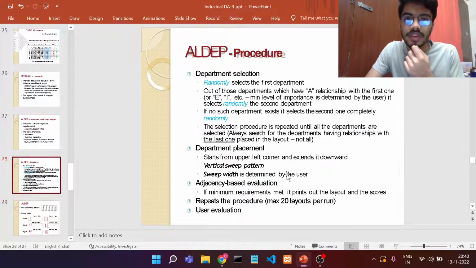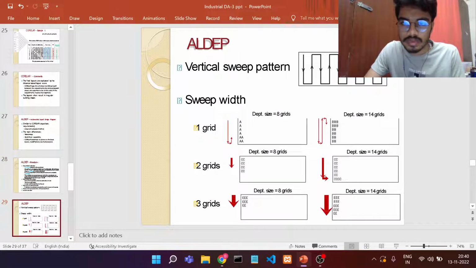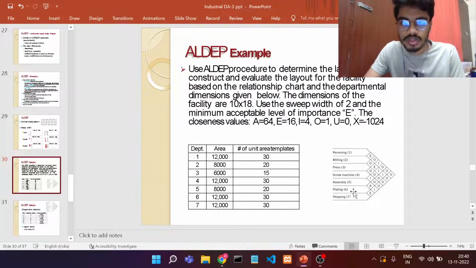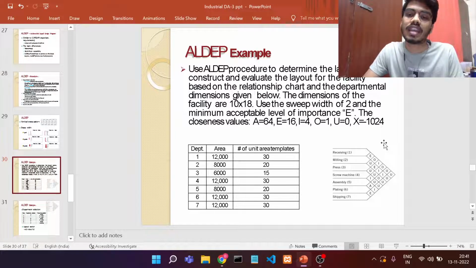Now we will take some example for the Aldep. So here we are. We have 6 letters: A, E, I, O, U, and X. A's value is 64, E is 16, I is 4, O is 1, U is 0, and X is 1024. So here in the question, the dimensions of the facility are 10 cross 18, so the multiplication is 180.